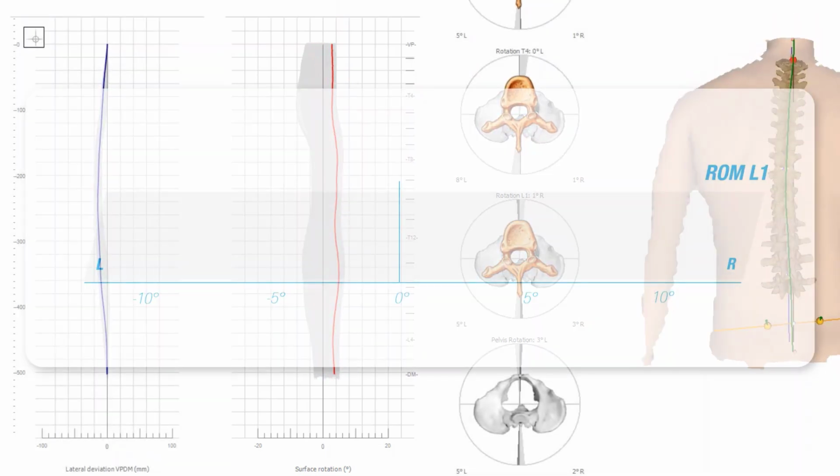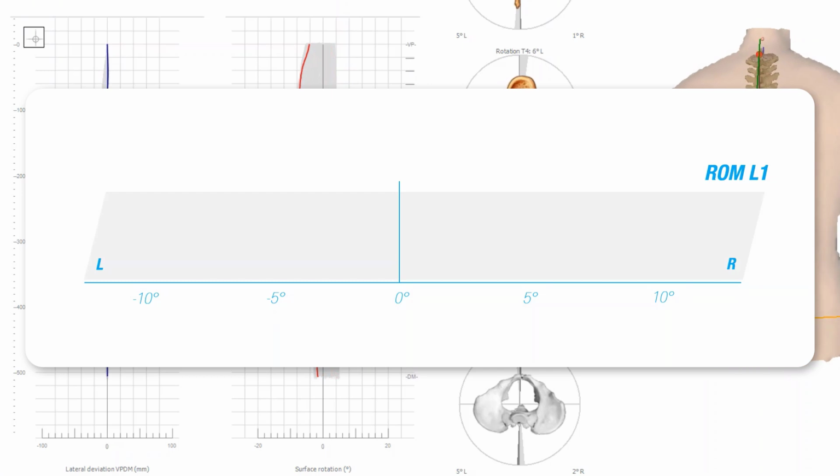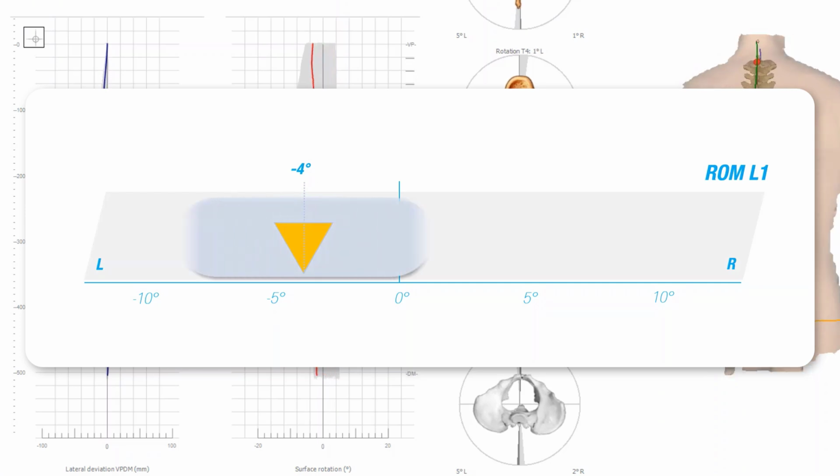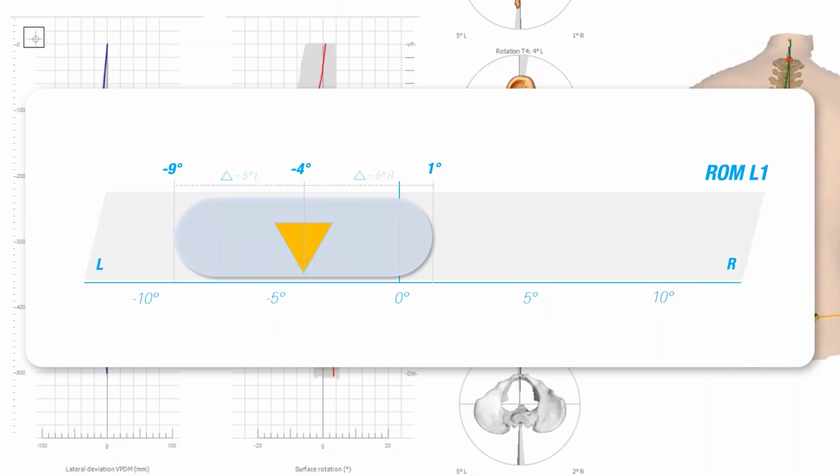As an example, if L1 was measured in a static measurement with a spinous process rotation of 4 degrees to the left, then we would expect L1 to also move asymmetrically in a dynamic measurement. Let's say 9 degrees to the left and 1 to the right. The asymmetry should be obvious. But if we now include the already asymmetrical starting point of 4 degrees to the left, L1 rotates perfectly symmetrically to the right and left.